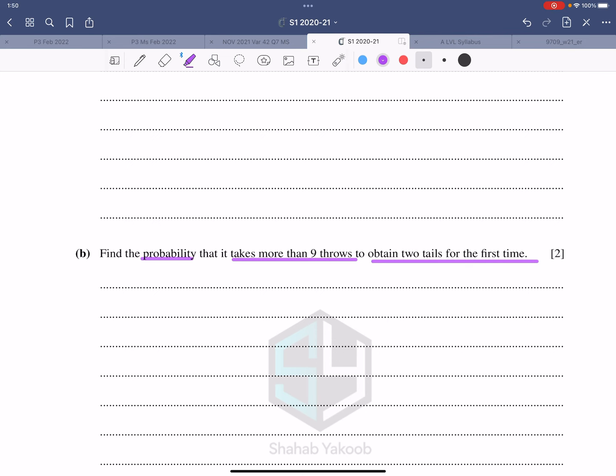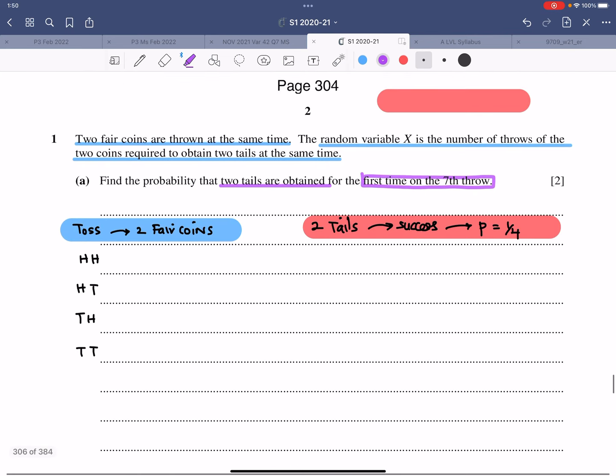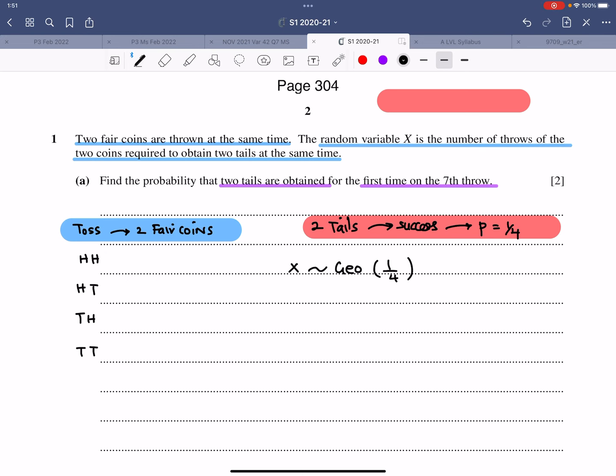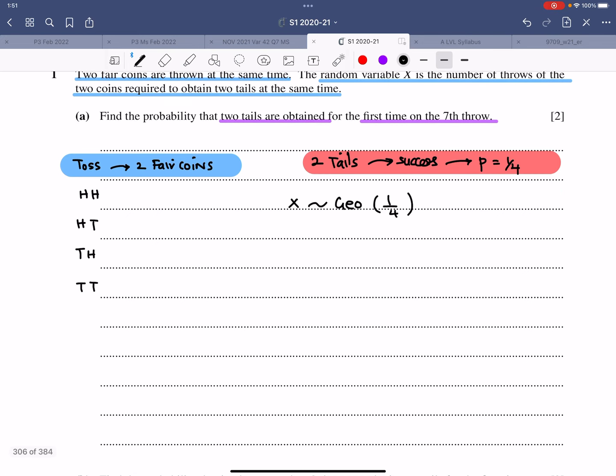So therefore, the working is this: you write, first of all, X follows a geometric distribution with probability of success 1/4. On the 7th throw, so probability X equals 7, 1/4 will occur at the 7th turn, and 3/4, which is failure, will be raised to the power of 6. So that's the working for this one, as simple as this.